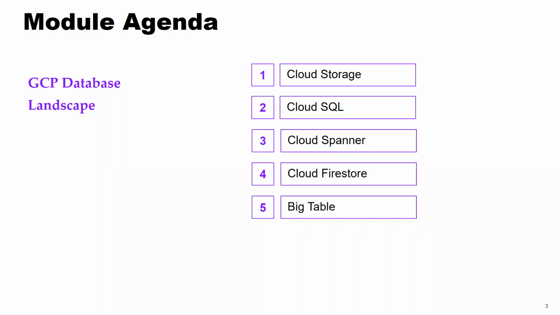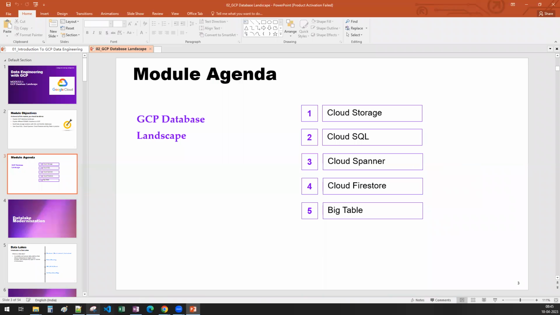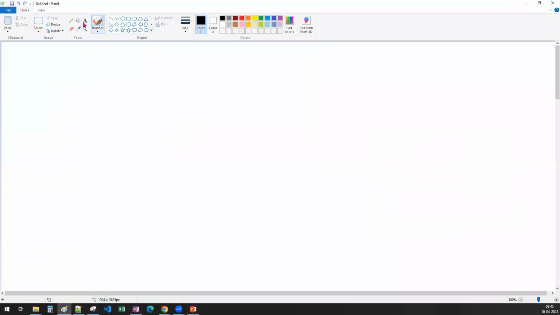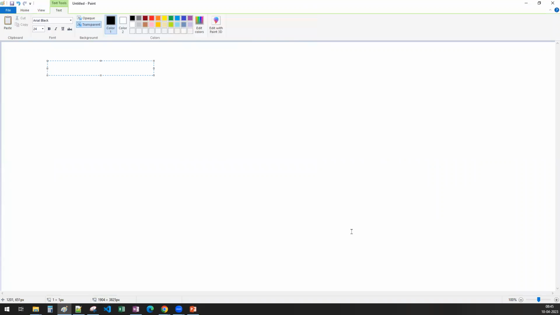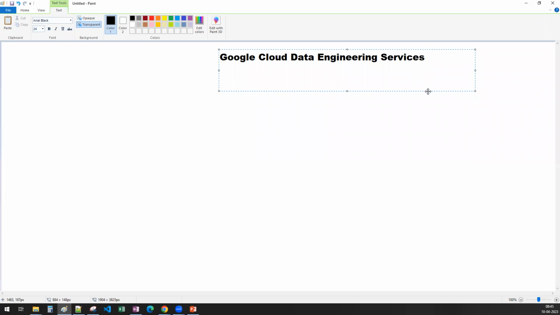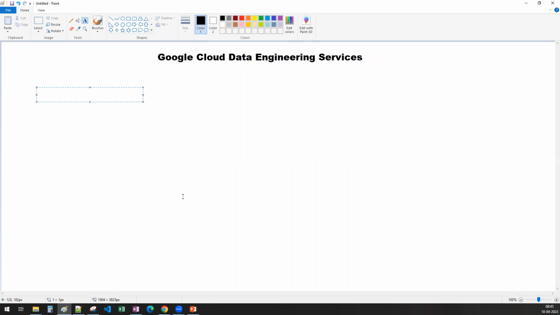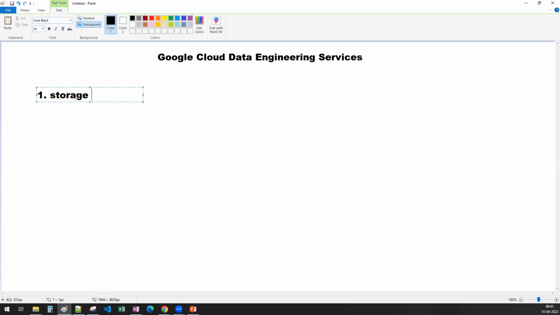In the Google Cloud platform, the Google Cloud data engineering services are broadly categorized into these four categories, guys. One is storage and database services.